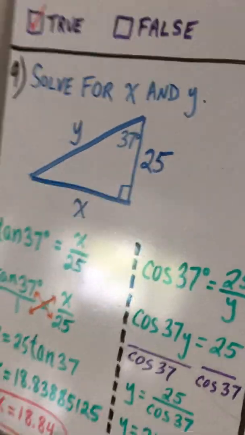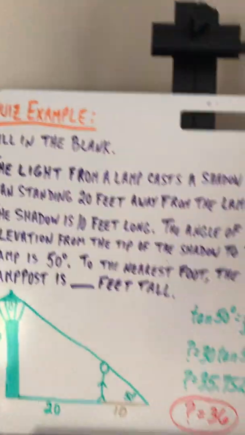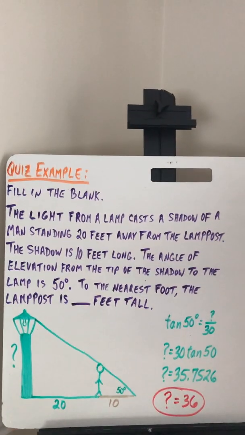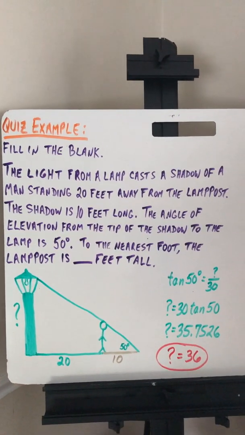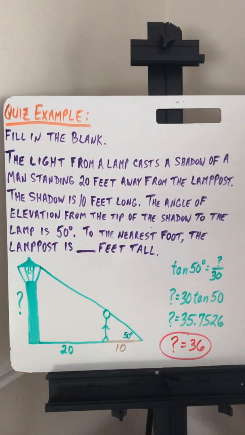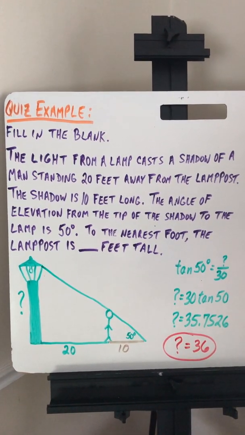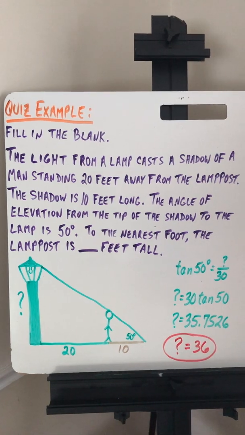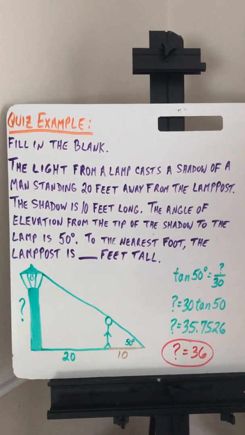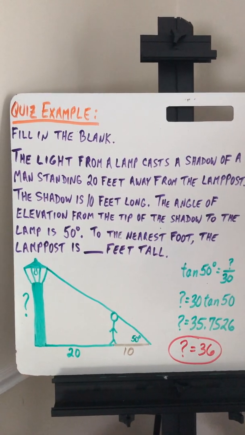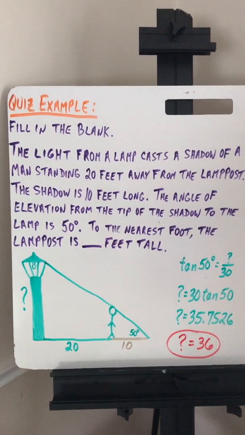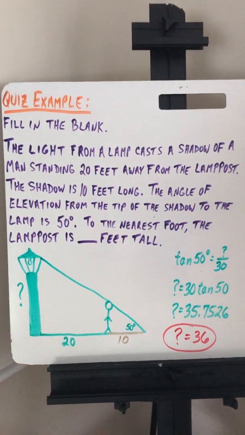And here's finally your last example. Fill in the blank. It says, the light from a lamp casts a shadow of a man standing 20 feet away from the lamppost. The shadow is 10 feet long. The angle of elevation from the tip of the shadow to the lamp is 50 degrees. To the nearest foot, that means do not make it 2 decimal places. To the nearest foot, the lamppost is blank feet tall.